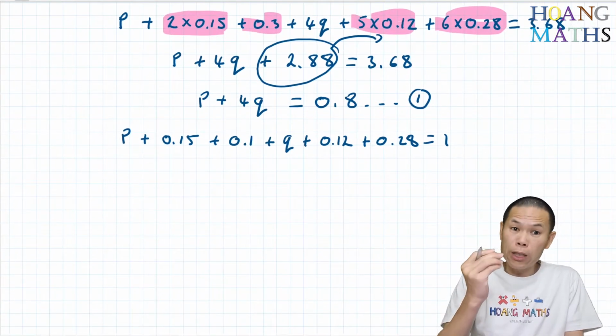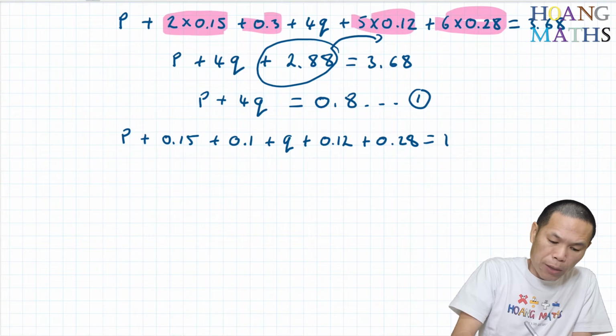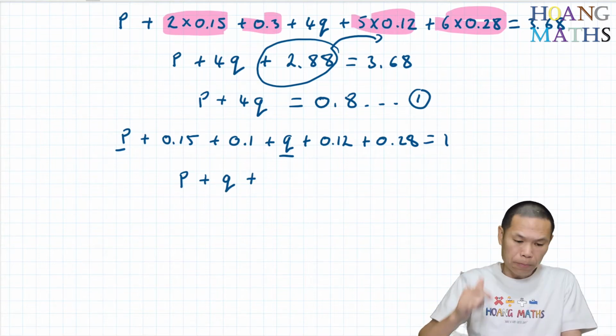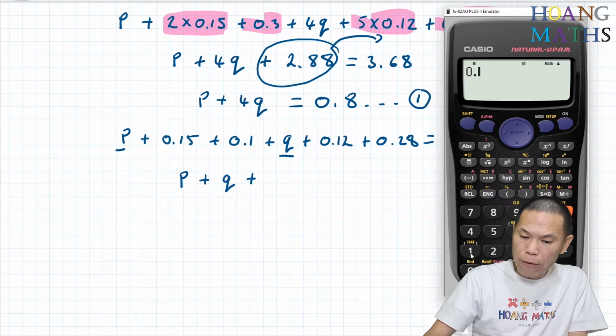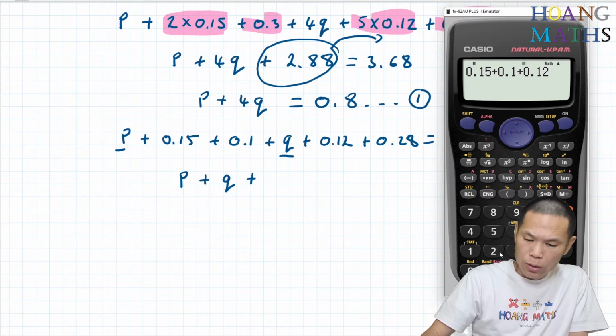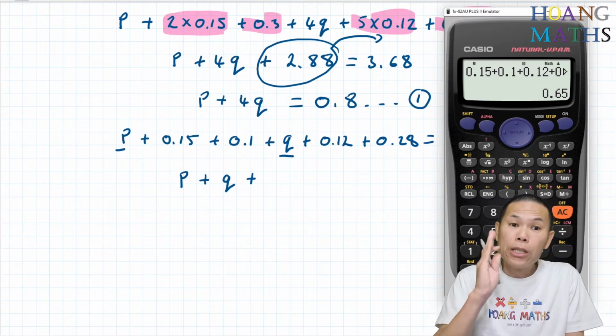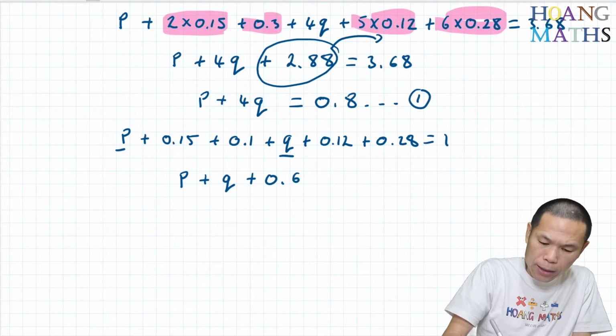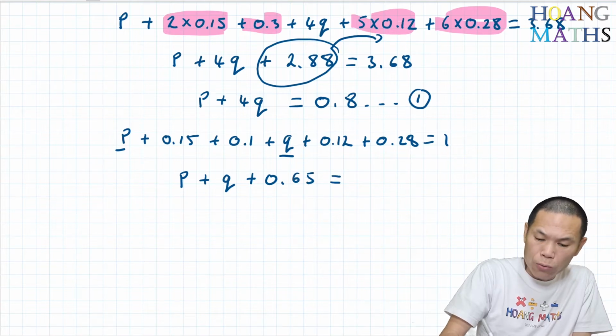So now what I do is I just collect like terms. So we have P and Q. Let me just write this down. So P plus Q. And we just add these numbers together. So I just go 0.15, we add 0.1, we add 0.12, we add 0.28. So that is 0.65. That is equal to 1.